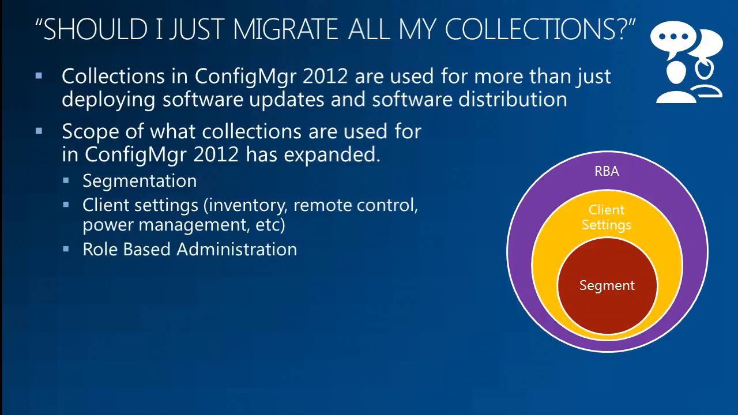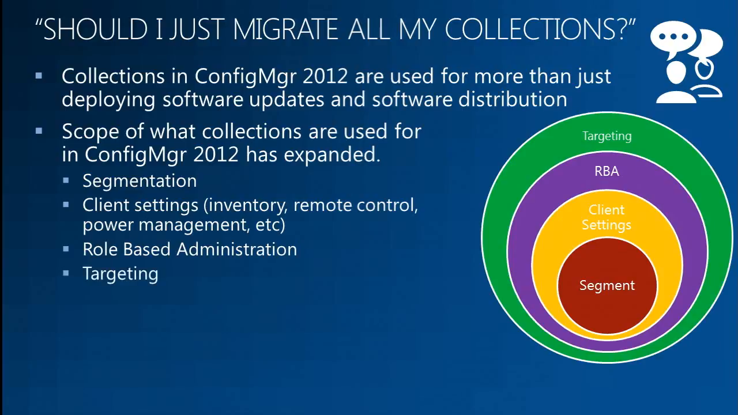The next layer is role-based administration. That North America site admin, you don't want to give him permissions to do actions on that Shanghai site. So you need to segment via collections, scoping him down so that he only has the ability to see and act upon clients within his North America site. So you have segmented collections, then you apply role-based administration on top of that. Kind of follow me along on that? And then lastly, you have your targeting. Those admins that have the ability to do stuff on the collections they're allowed can now do targeting for software distribution, software updates, and those different things.